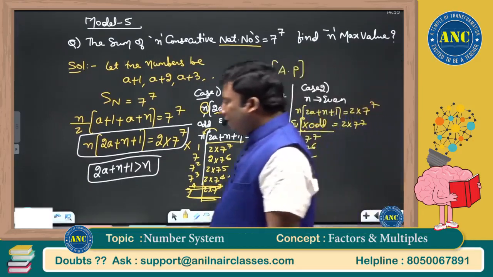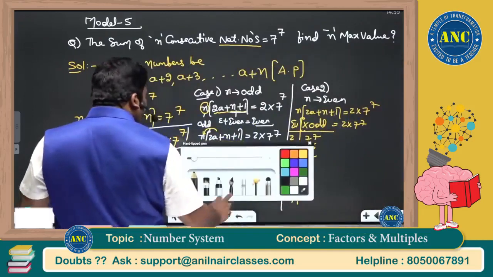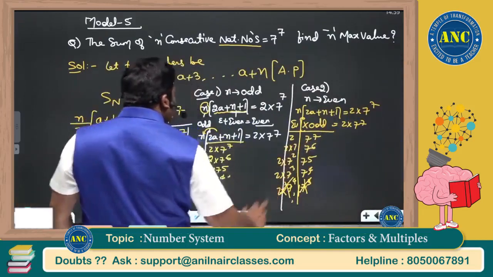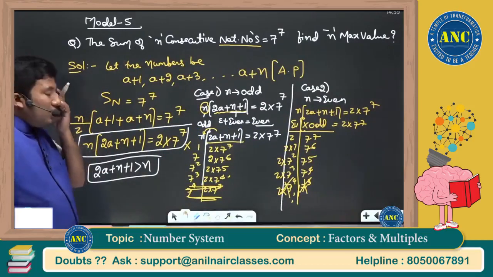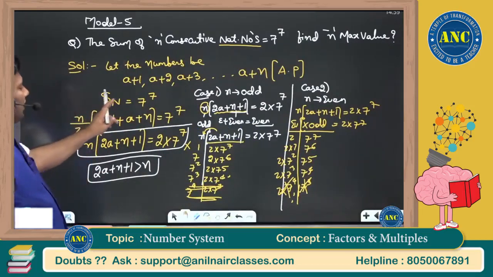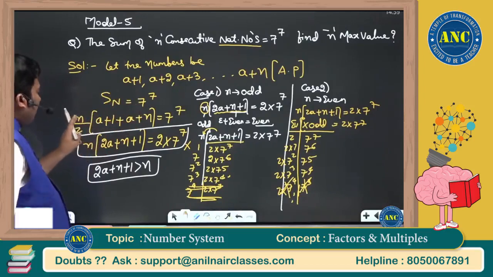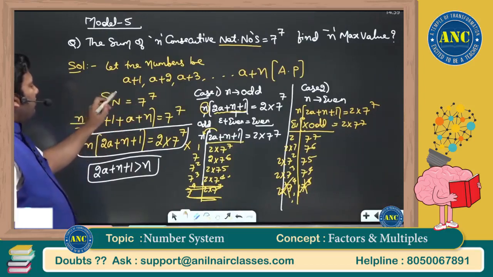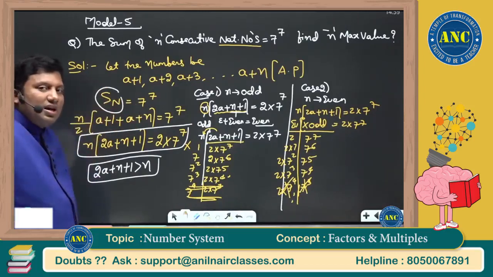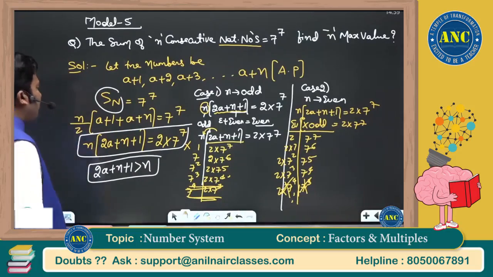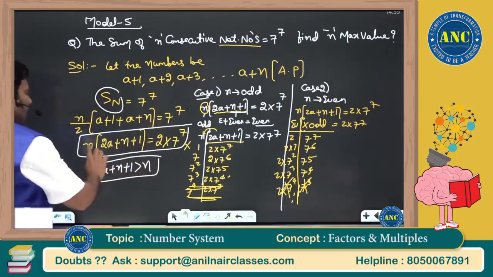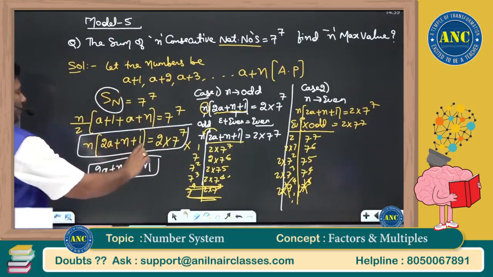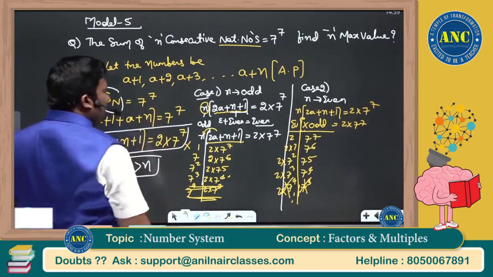I hope it is clear. Till here, any doubt is there, you may ask. Please see it once again. Let the numbers be a plus 1 to a plus n. Sn is equivalent to 7 power 7. What is the concept that I used for sum of n terms? N by 2 into first term plus last term. N by 2 into a plus 1 plus a plus n. N into 2a plus n plus 1 is 2 into 7 power 7.